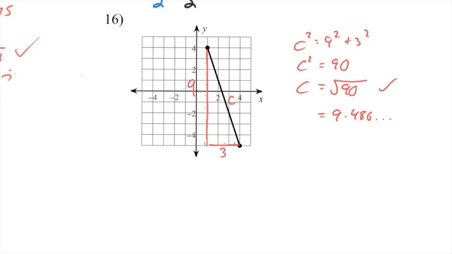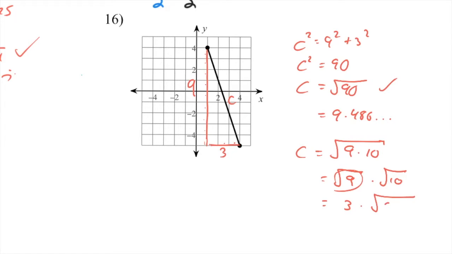9.486 blah blah blah. If you want to learn how to clean it up, what you can do is think about this as 9 times 10, right? That's 90. And then you can take the square root of each piece. It's mathematically legal, and that's nice because square root of 9 is 3.